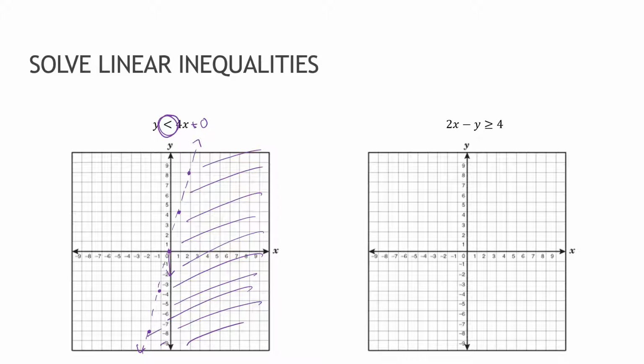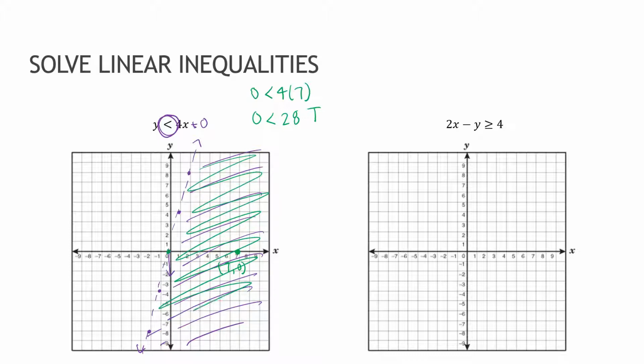Now this one's a little bit different because I can't use 0, 0 as a test point because 0, 0 is right on my line, so don't use it as a test point. So choose another random point. I'm going to choose 7, 0 as my test point. So I'm going to use 0 for y, 7 for x. I get 0 is less than 28, and that, of course, is true, which means 7, 0 must be shaded. So I would shade everything on that side of the line.